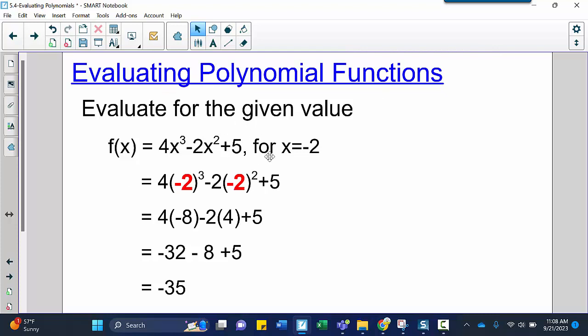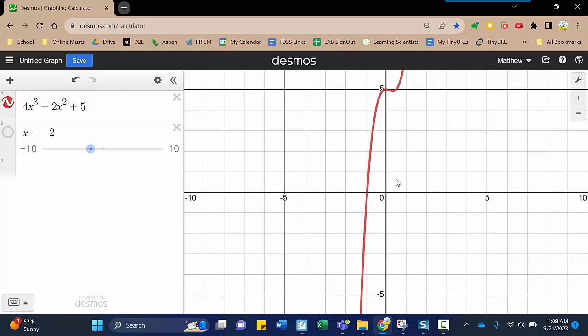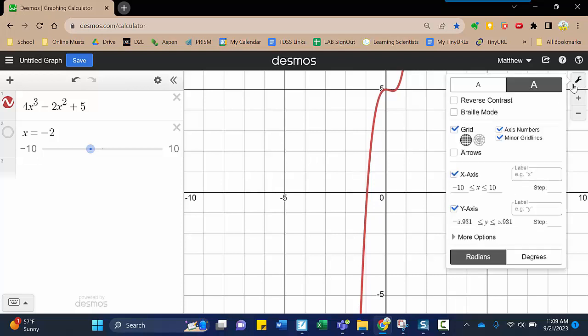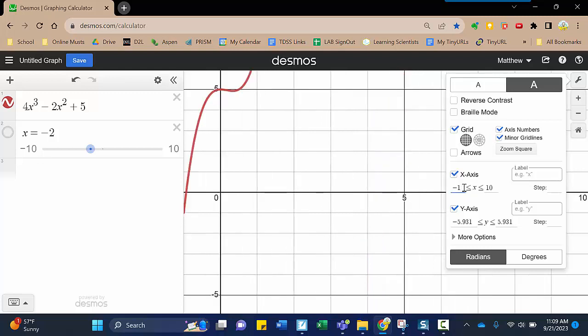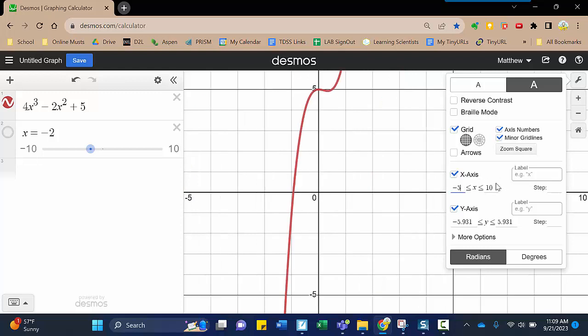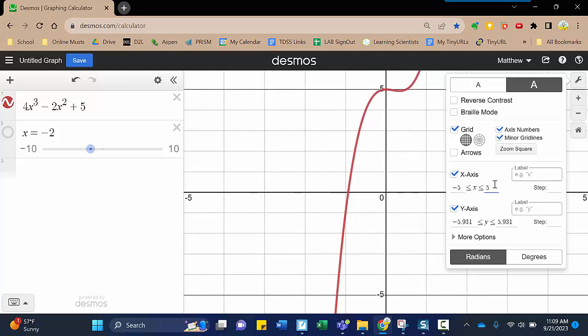Now, sometimes I'll be asked to do the same question using technology. So here in Desmos, I've graphed the equation. You can sort of see the way things are lined up isn't perfect, so I'm going to go ahead and change my settings. My x-axis probably doesn't need to go very far because I'm really focused on the x equaling -2, so I'm just going to change these to make it a little bit cleaner.